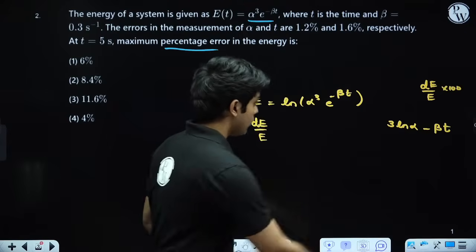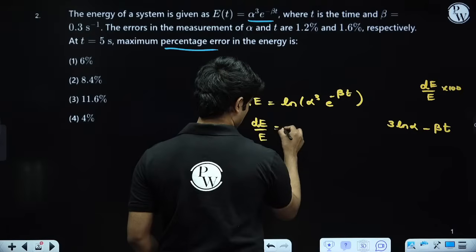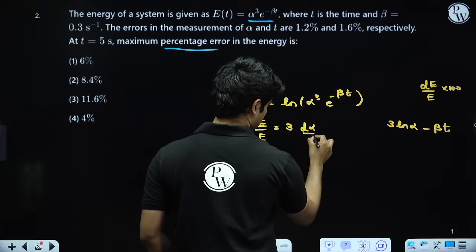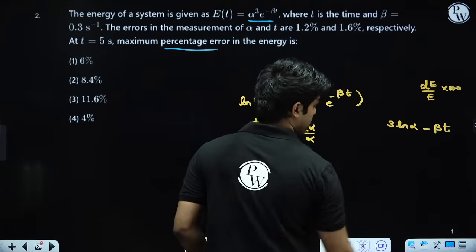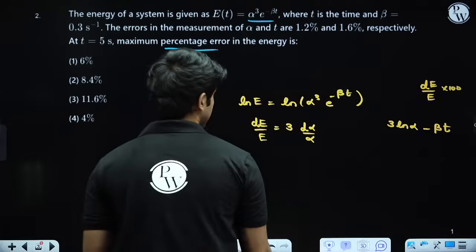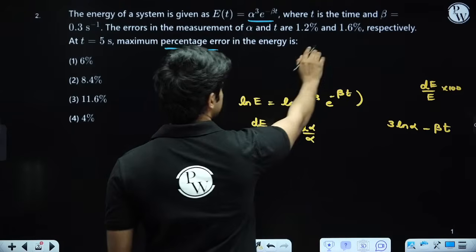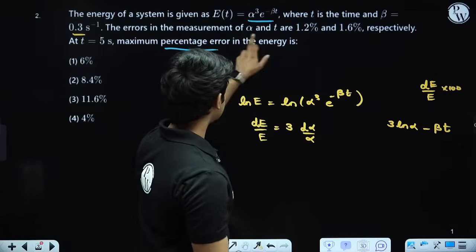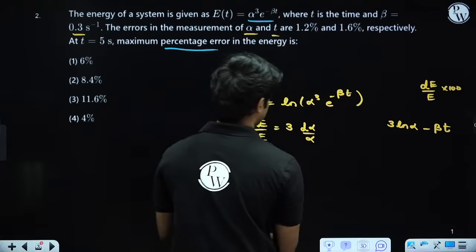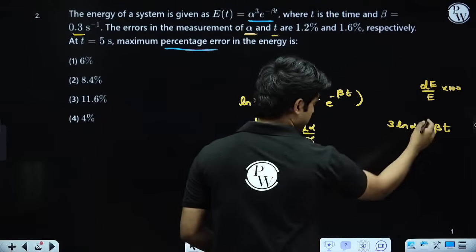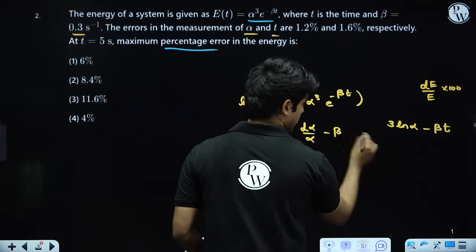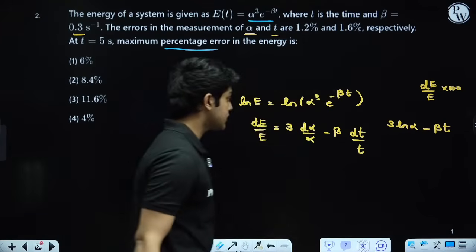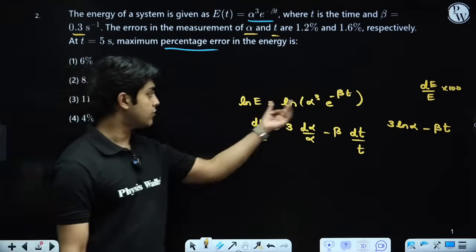Okay, so now let's differentiate this. So the 3 remains as such. Derivative of log alpha will give us d alpha over alpha, and the derivative of beta t. So in the question, what is given to us? Beta is a constant, right? And the errors are in the measurements of alpha and time. So the beta, we'll keep it as such, it's a constant, minus beta, and the error in time, so that will be dt upon t. Okay, so this is what we get after differentiating it.